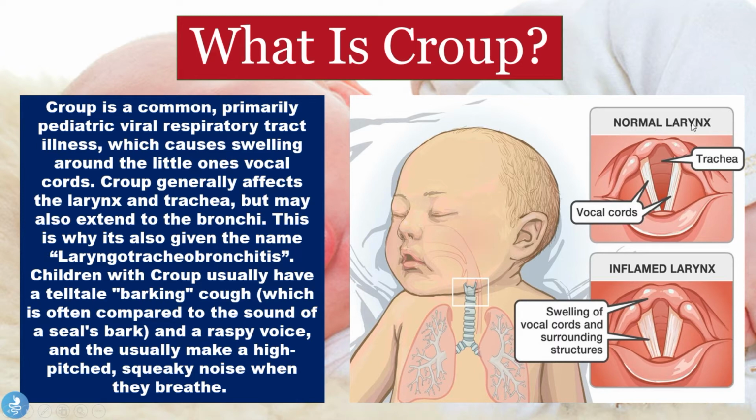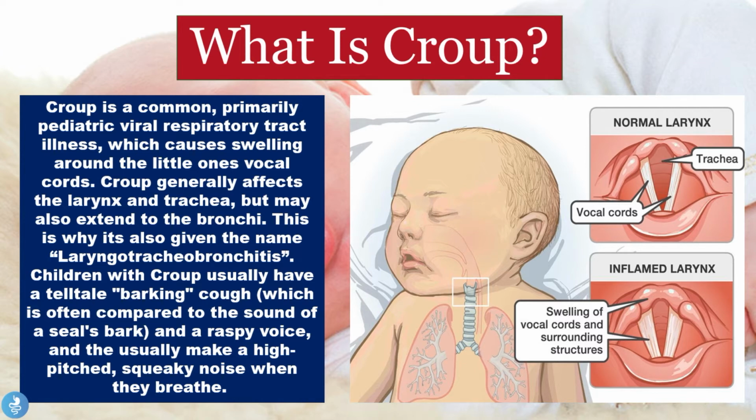So this is what the normal larynx looks like. Here we have our vocal cords and then the trachea, and this is what the anatomy looks like in patients with croup. We have an inflamed laryngeal area, as we can see the swelling around the vocal cord structures. And this is usually due to a viral infection within this area. So the main structures that are usually affected by croup are the larynx, trachea, and main bronchi, and this is why the disease is also called laryngotracheobronchitis.